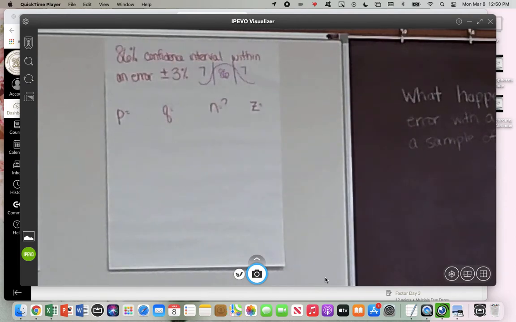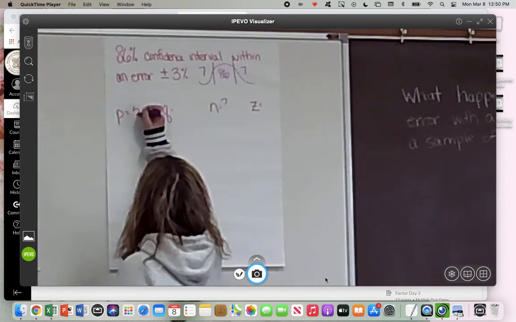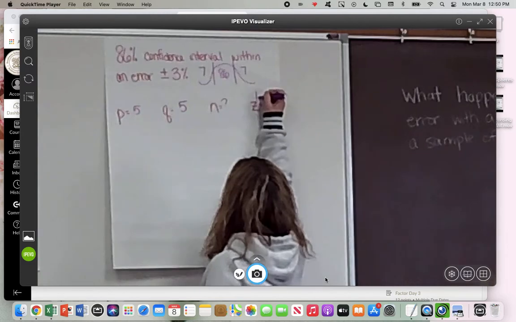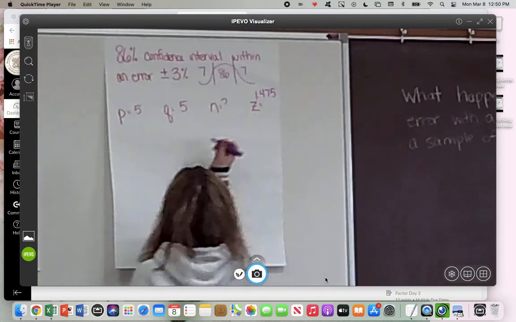All right, so you guys looked up 0.93 on the chart, right? What'd you guys use for a Z-score? I'm gonna say 1.475 is correct. So we assume it's 50-50, so we're using 1.475.